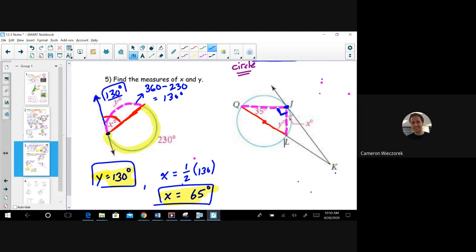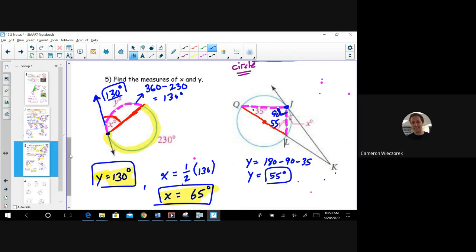Okay. Next thing. I see a triangle made up of the 2 pink legs and the red hypotenuse. I could probably get y now because I know this is 90. I know this is 35. So the angles in the triangle have to add up to 180. So y is just going to be 180 minus 90 minus 35. So 55. Another one done.